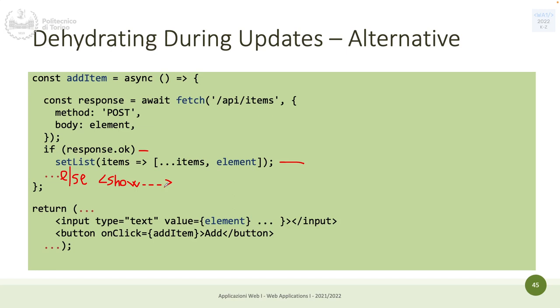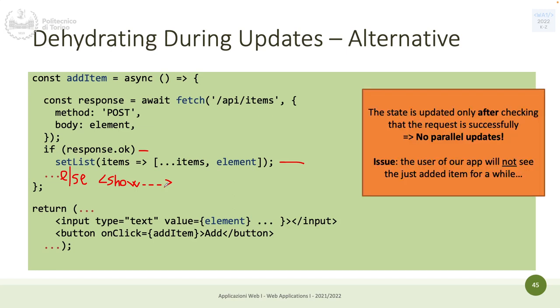And you perform another request. And then testing later, and 5 requests later, you will get the first response as OK, and 4 errors, because you are re-adding the same thing again and again. So the problem here, all the issues that you raise are correct. The problem here is also that the user will not see the added item for a while until the server replies. So we have the opposite problem as before.